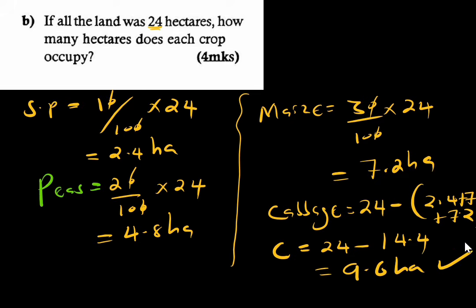So that is the land occupied by each crop. We have sweet potatoes 2.4 acres, pears 4.8 acres, maize 7.2 acres, and finally the cabbage is 9.6 acres. Continue to question number 21.